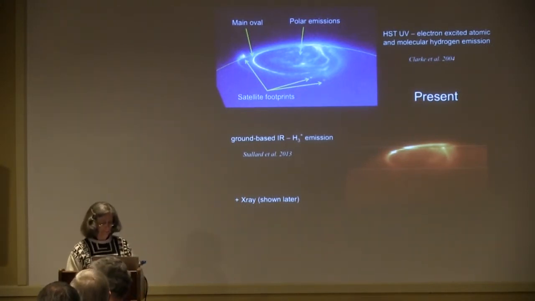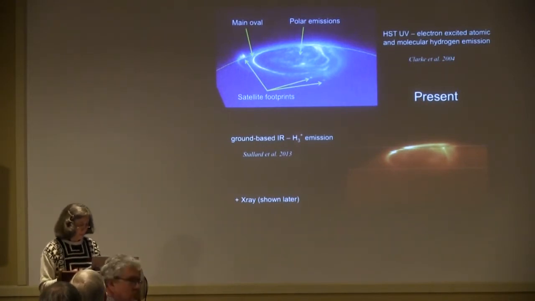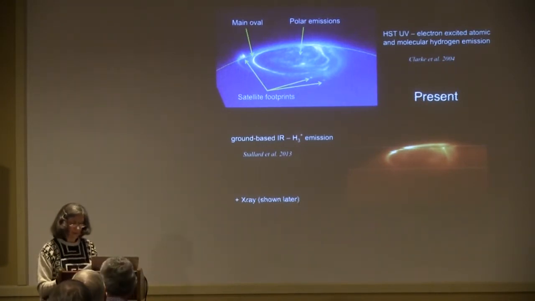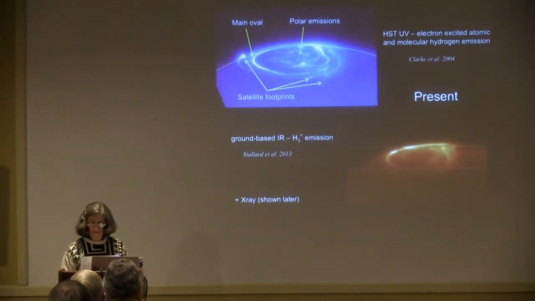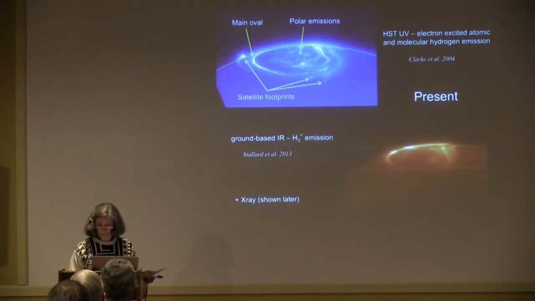And then I love the quote from Peter Delamere in his chapter in the AGU monograph book: poleward of the main oval is an apparent battleground where the control of the polar region cannot be clearly delineated between the solar wind and the rapidly rotating magnetosphere.